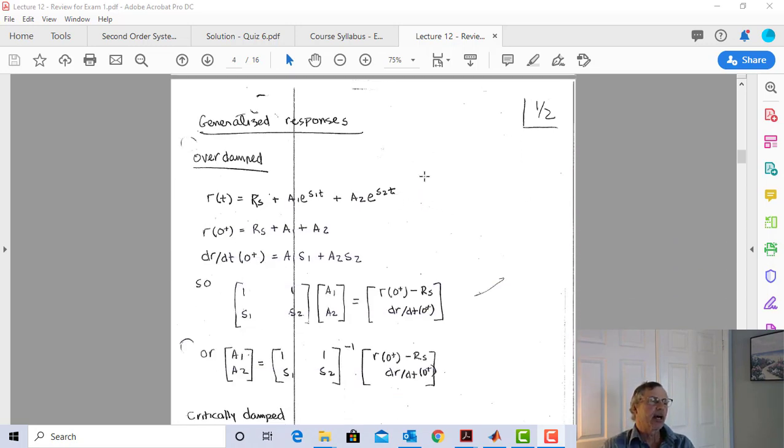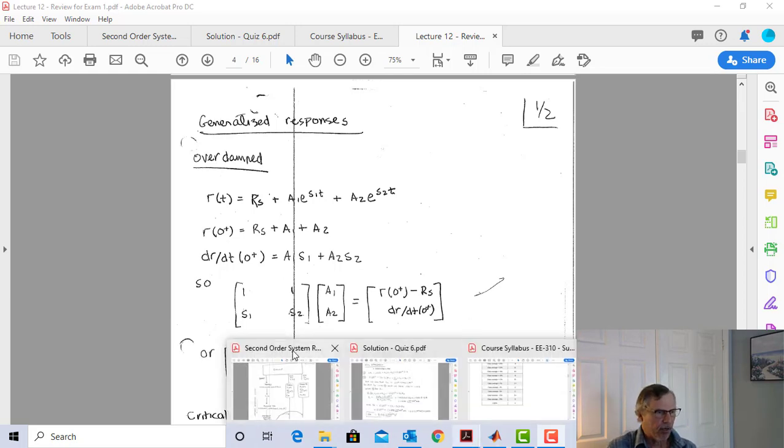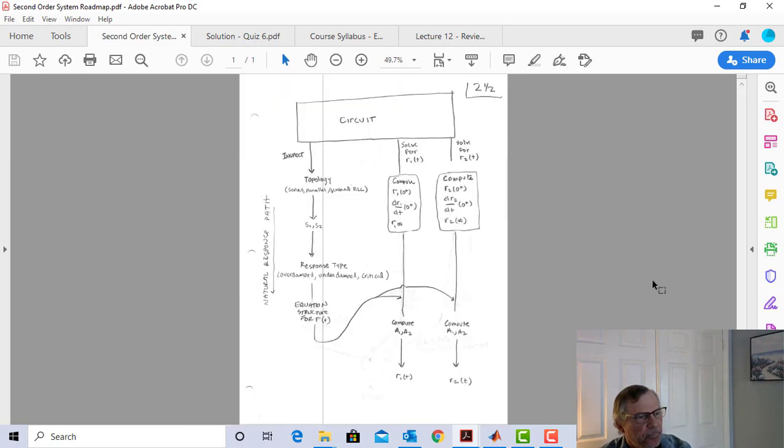So let's move on now to, I believe this is at the end of chapter 6. It's at the end of the lecture on generalized RC circuits, RLC circuits. And what I gave you is some nice little formulas that will work for the source-free case, they'll work for the step response, they will work for generalized circuits. If we go back to our second order system roadmap, what those equations do is they allow you to calculate A1 and A2.